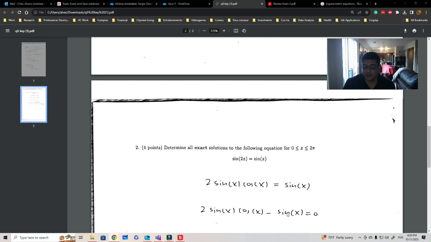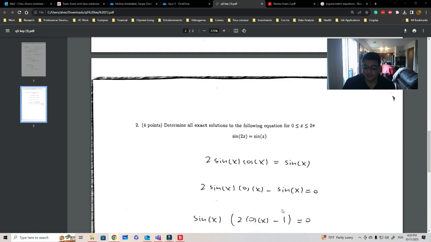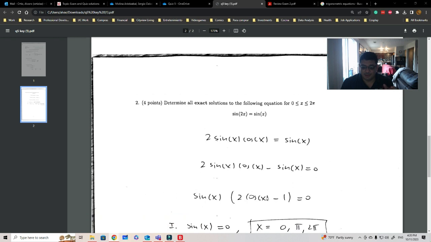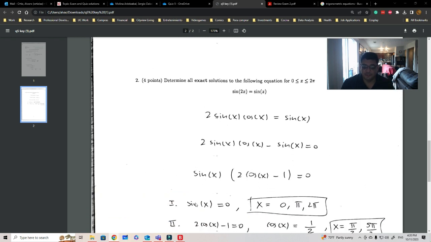Well, because sine is a common term, we're going to get two factors here, sine of x and 2 cosine of x minus 1. And that equation is going to be equal to 0. Now remember that when we have a product of two things being equal to 0, then each of them must be 0. So we have sine of x equals 0, which in the 0 to 2 pi interval happens in three possible places: 0, pi, and 2 pi.